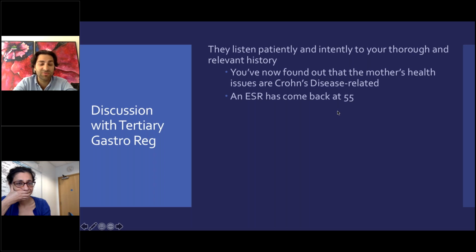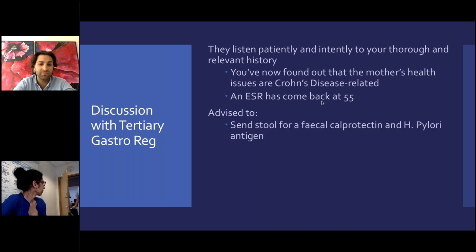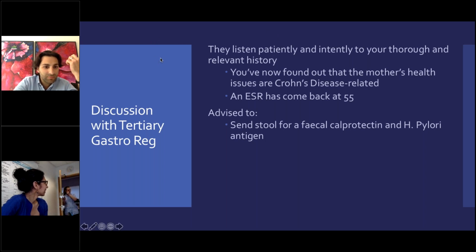And they also have asked if anyone sent a CRP, an ESR, and someone has, and it's come back raised at 55. And they advise you to send stool for a fecal calprotectin, which is a marker of inflammation in the gut, and H. pylori antigen, because that's another cause of abdominal pain. All very good questions, Melanie and Claire.